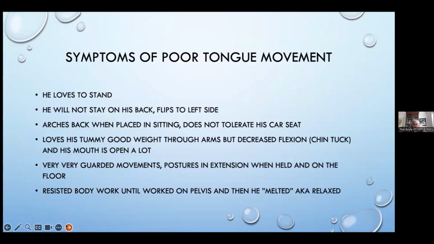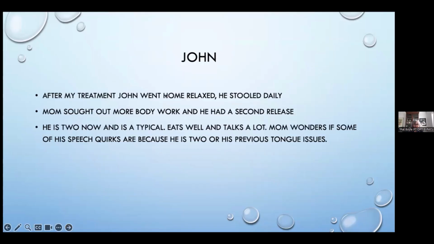He postured in extension when he was held, and he resisted body work until I started in on his pelvis, and then he melted. After my treatment, he went home, and as I handed him back to his mom, I thought, this kid is really calm. His body feels calm. And she did report that he stooled daily.